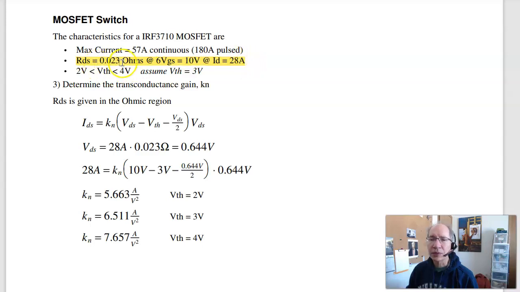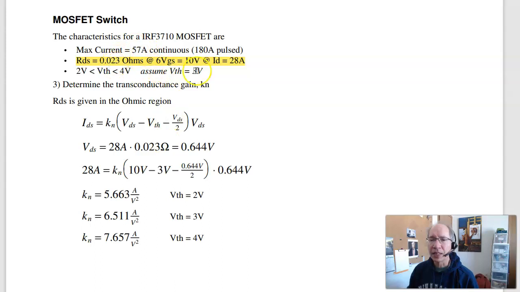This is the resistance telling you the ohmic region under certain conditions. Here's the equation for the ohmic region. I know IDS is 28 amps. I know VGS is 10 volts. V threshold is somewhere between 2 and 4 volts. Let's assume 3.